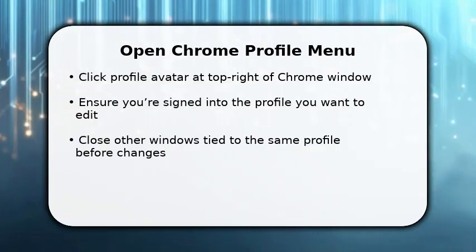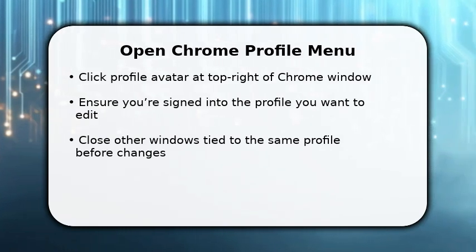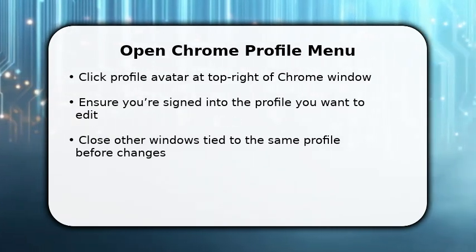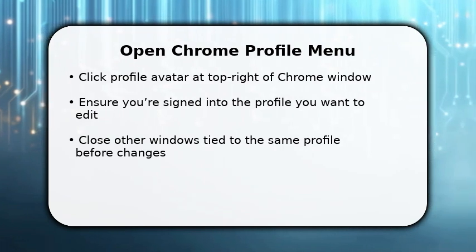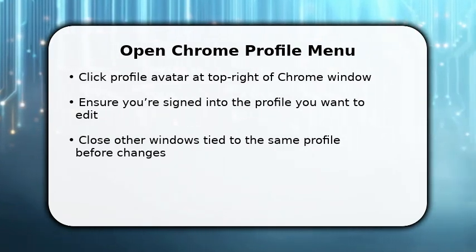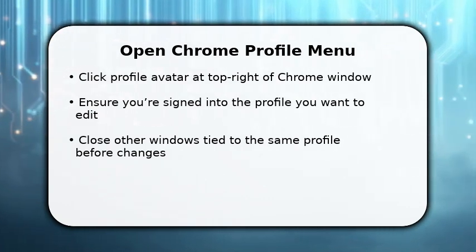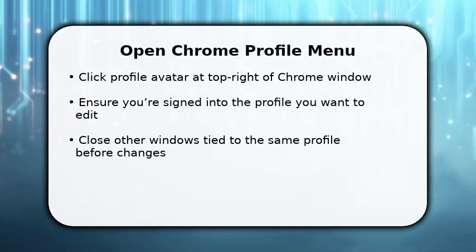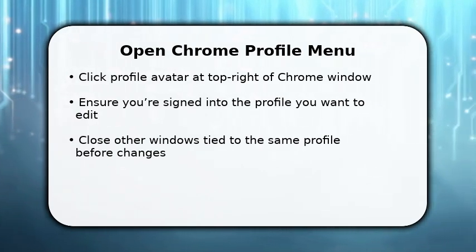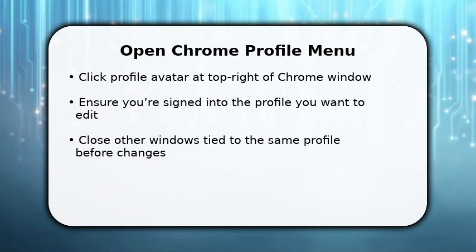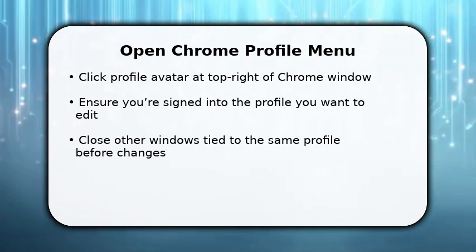You start by opening Chrome and clicking the profile avatar in the top right corner. This exposes profile options. You need to be signed into the specific profile you intend to change, so confirm the email shown. Once done, close any additional Chrome windows linked to that profile to prevent sync conflicts. Make sure the browser is up to date. An outdated version can hide settings.